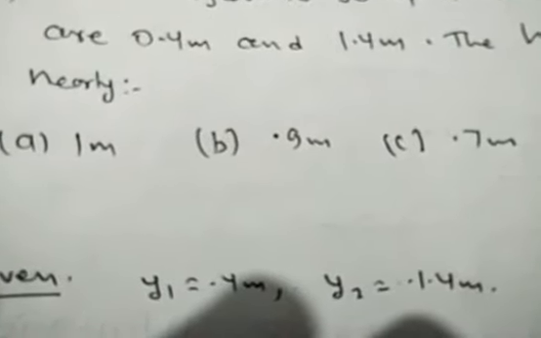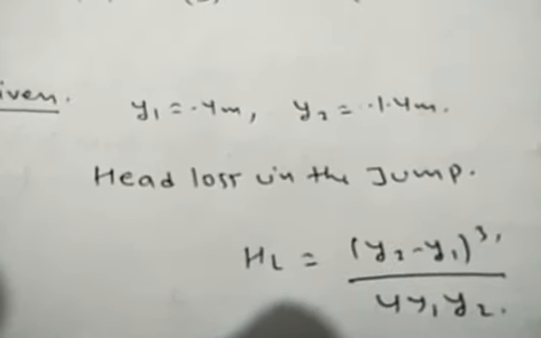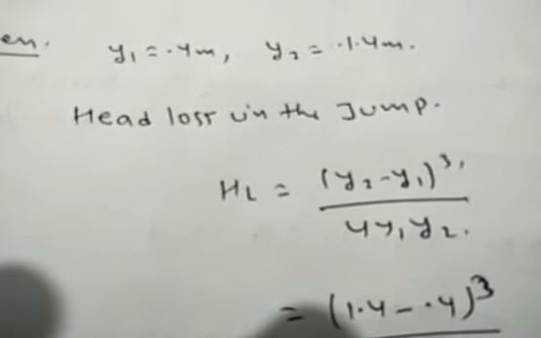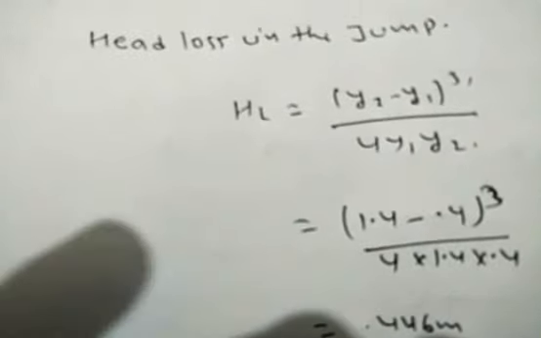Solution of this question: y1 is 0.4 meter and y2 is 1.4 meter. I apply the head loss formula for a jump: head loss equals (y2 minus y1) to the power 3, divided by 4 y1 into y2. Put the values of y2 and y1 and solve, and the answer is 0.446 meter, and the correct answer is option D.